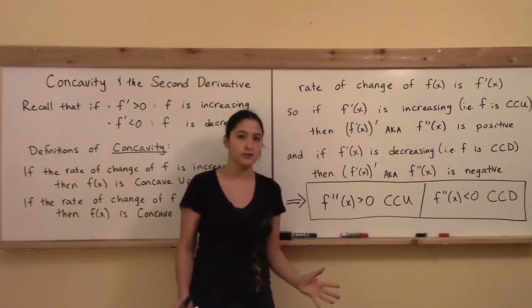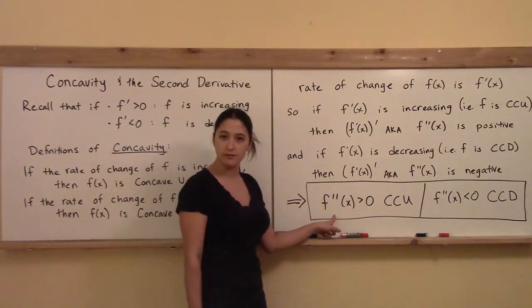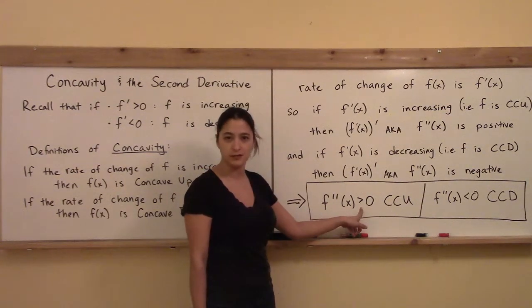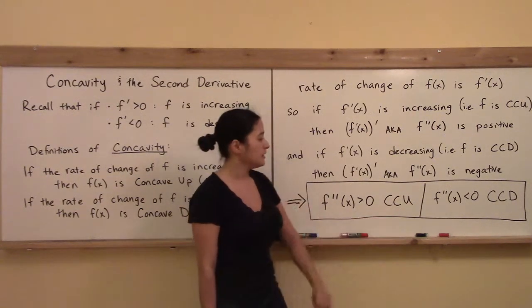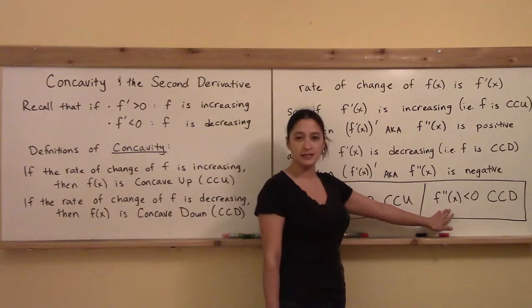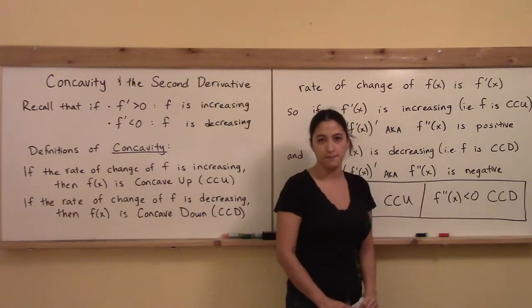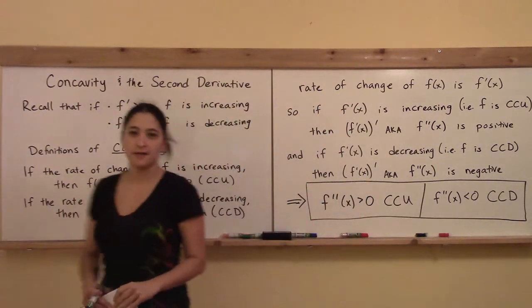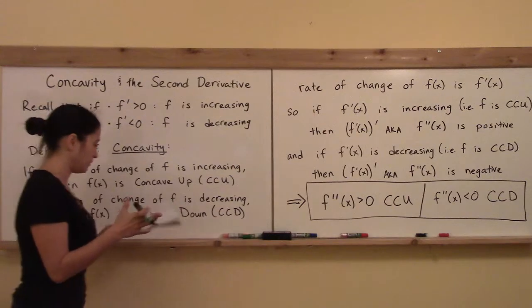The overall conclusion about concavity and the second derivative is that if the second derivative of a function is positive or greater than 0, you will call the original function f concave up. If the second derivative is less than 0 or negative, then the original function f is concave down. Alright, so that's enough of all of this. You might want to copy this down. And let's get to the picture part of it.